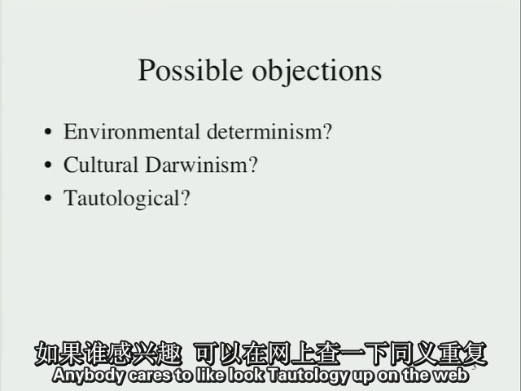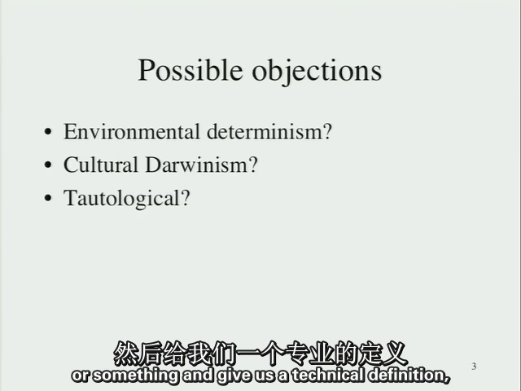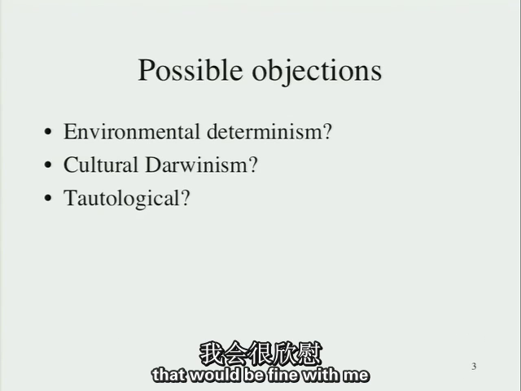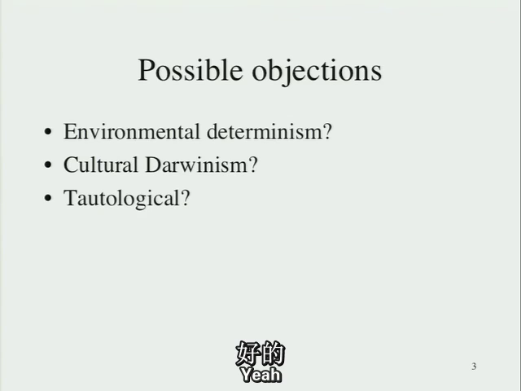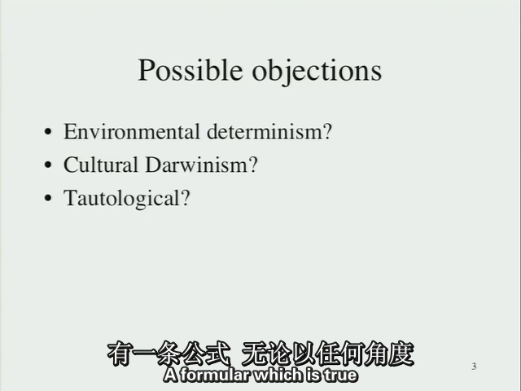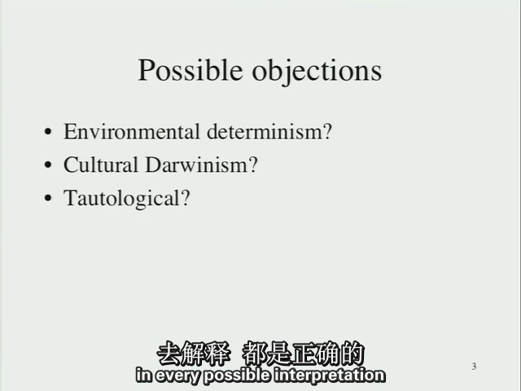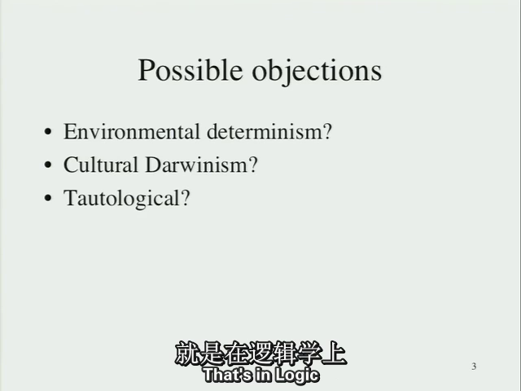If anybody cares to look tautology up on the web or something and give us a technical definition, that would be fine with me. Yeah. In logic, a tautology is a formula which is true in every possible interpretation. A formula which is true in every possible interpretation. That's an interesting way of putting it. That's in logic.